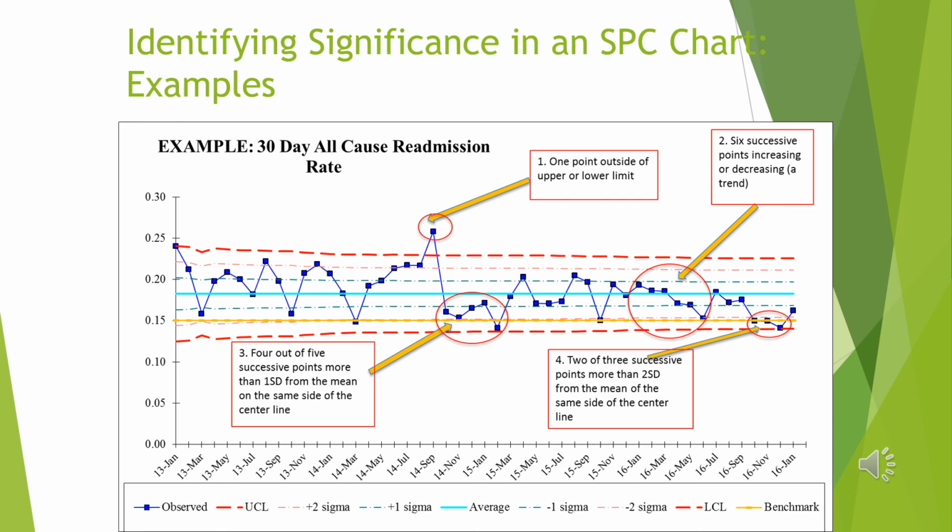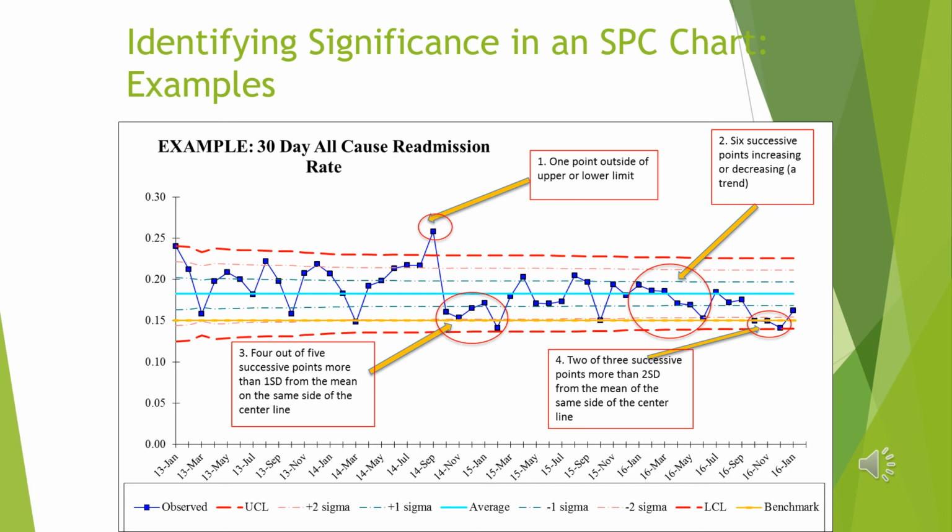If you look at one, it's outside the control limit. That's obviously out of control. You got 6 in a row, either increasing or decreasing. That's a trend. Random variation doesn't follow that pattern. It's just random. This is something's going on there.